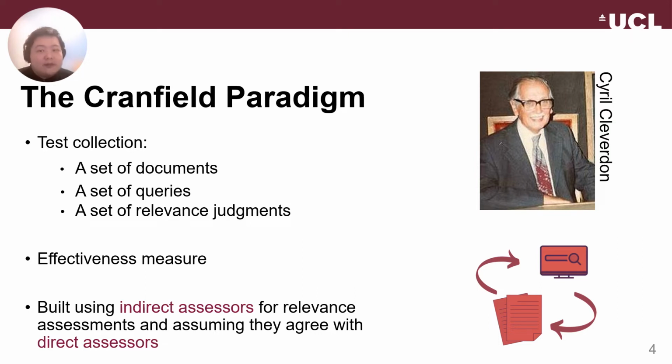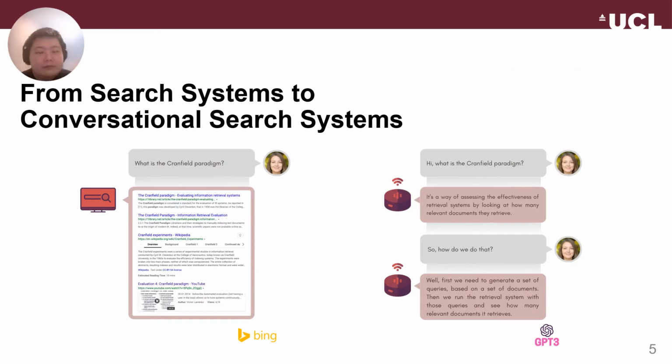The building of a test collection normally requires the relevance assessor to judge whether a document is relevant or not relevant in random order. The procedure assumes that the judgment of these assessors, which we call indirect assessors, because they look at the documents and they are not using the retrieval system, correlate with the judgment of the assessors using the retrieval systems, which we call the direct assessors.